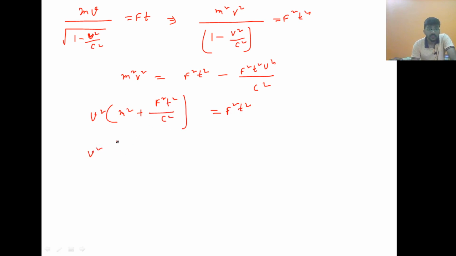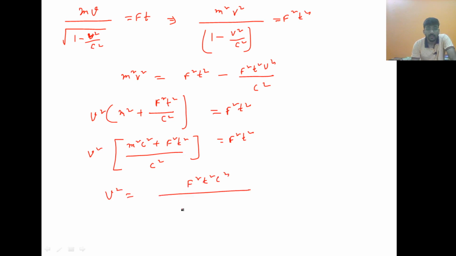So v square into c square m square c square plus f square t square is equal to f square t square. So v square will be f square t square c square divided by f square t square plus m square c square. Now what will be v? V will be ftc divided by root f square t square plus m square c square.